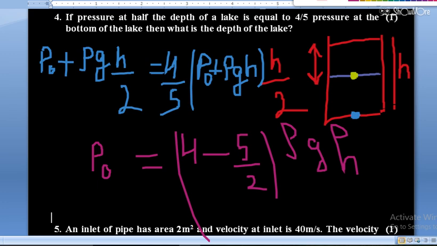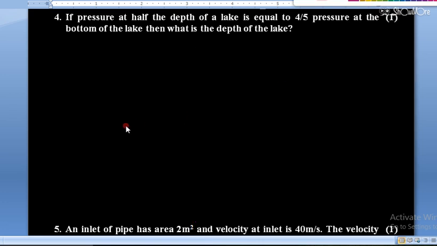So it will be equal to 3 by 2. Now put the value of P naught. So this will be 4 into 2 is 8, 8 minus 5, 3 by 2. After the calculations, you can check the P naught value: 1 into 10 raised to the power 5 will be there.